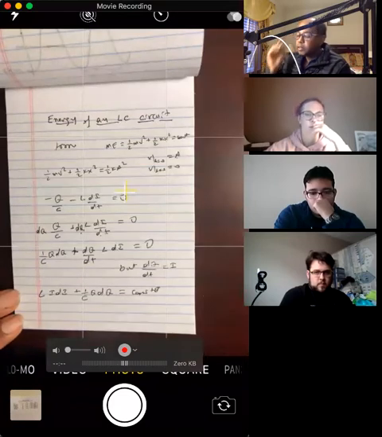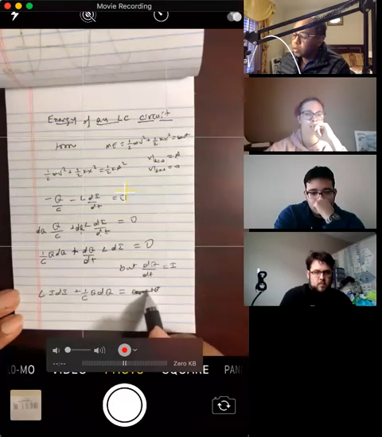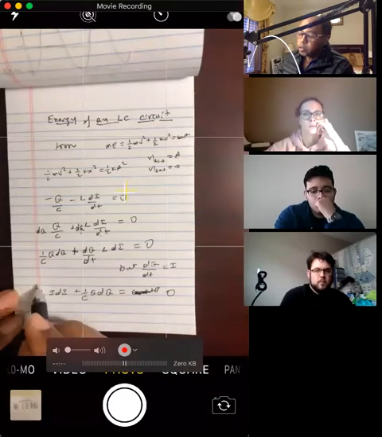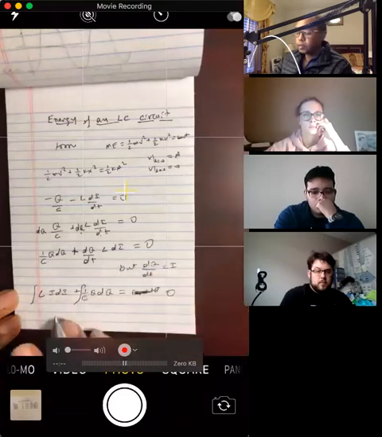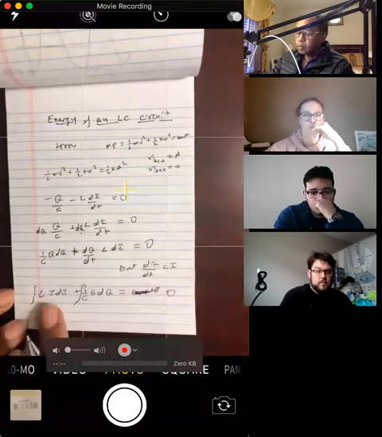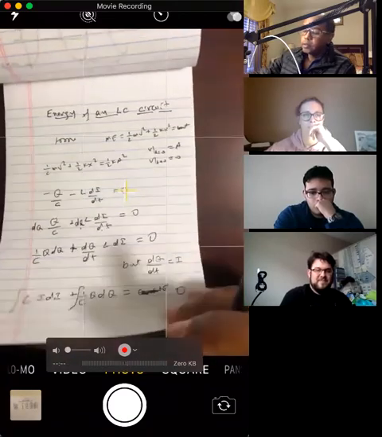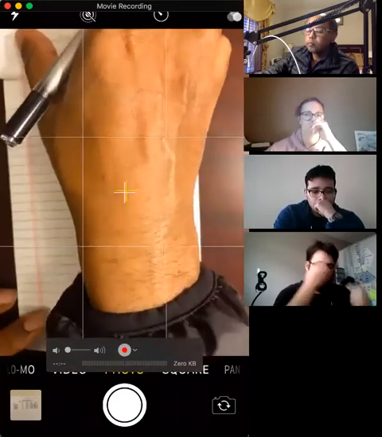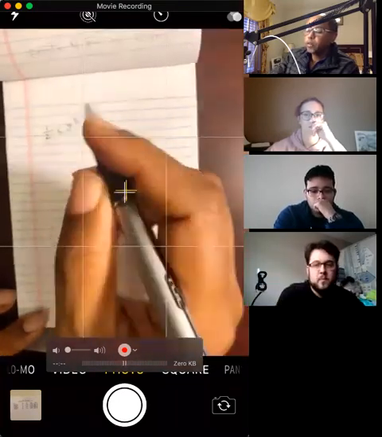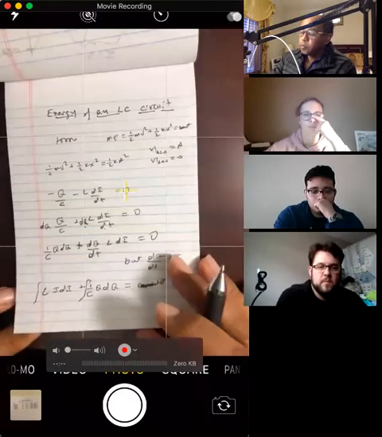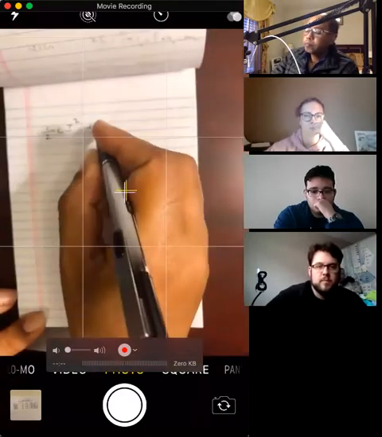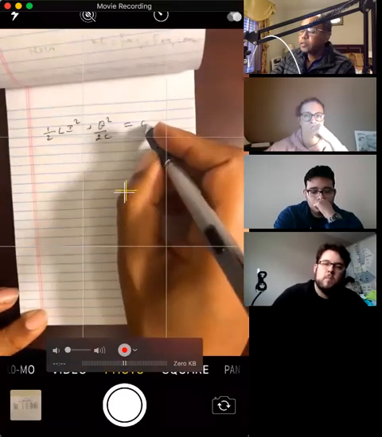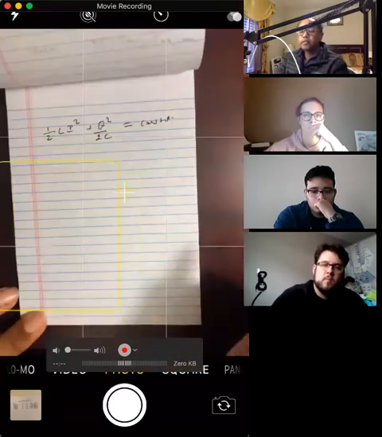Now we're going to integrate. It's 0 right now, but when we integrate, it is going to be a constant with an indefinite integral. So let's integrate this. What do we get? Half L I squared for this one. How about this one? Q squared over 2C, and then the constant from the indefinite integral. That's the equation we get.